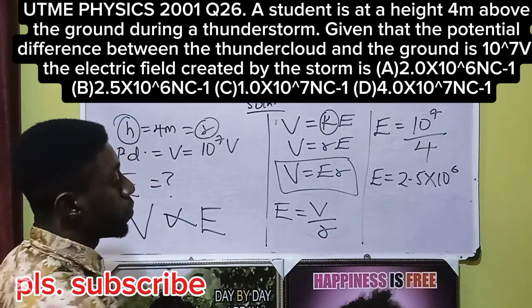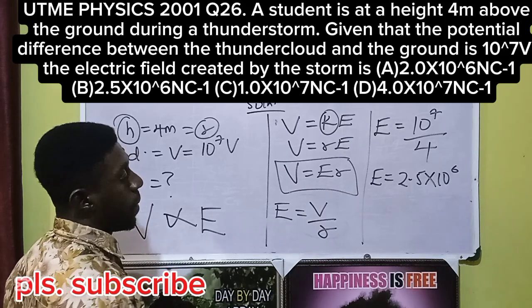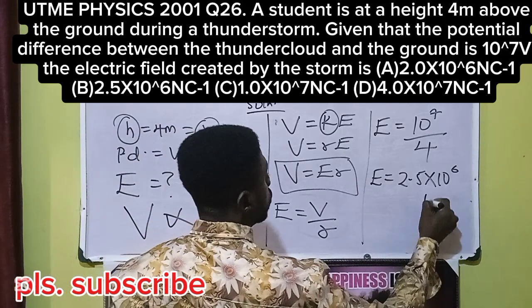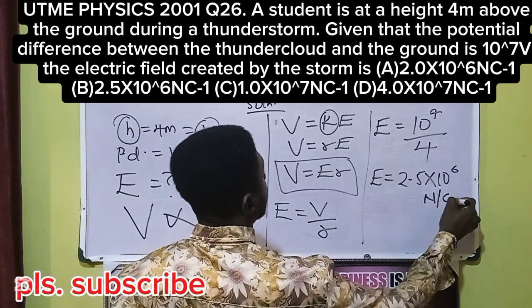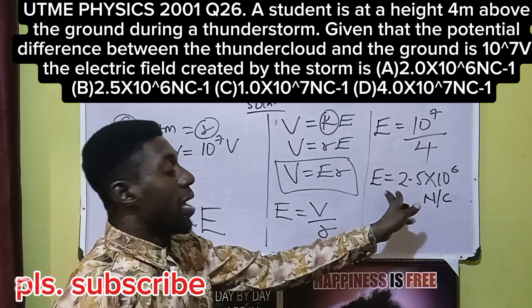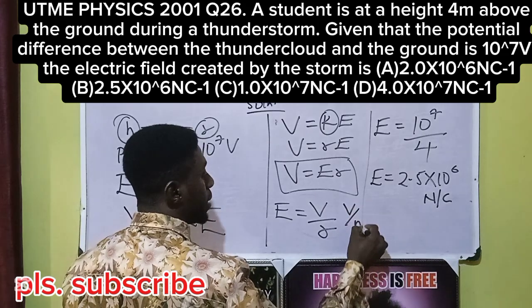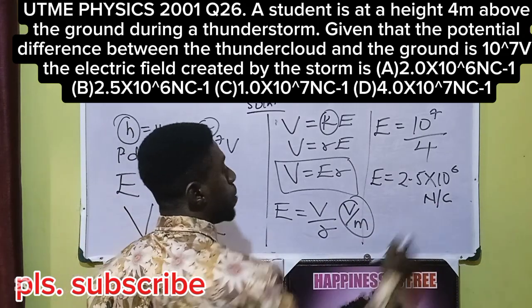Observe the unit of voltage. Newton per coulombs. Electric field can either be measured as volts per meter or Newton per coulombs.